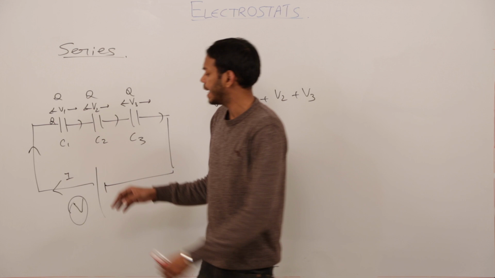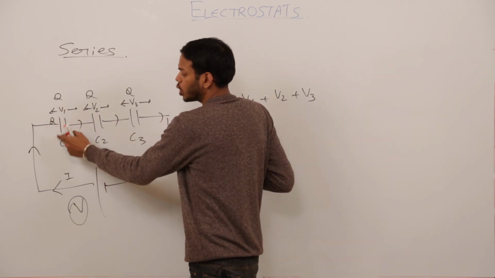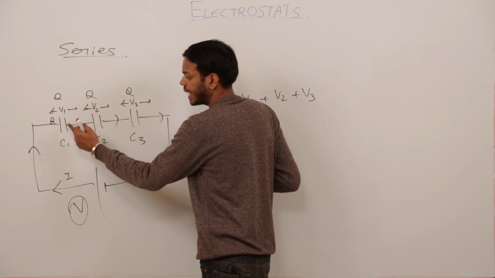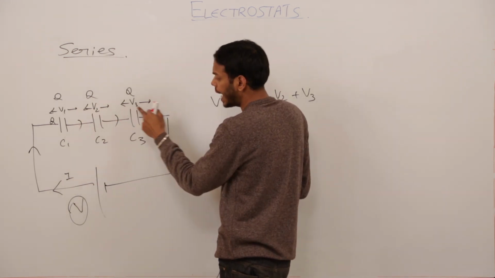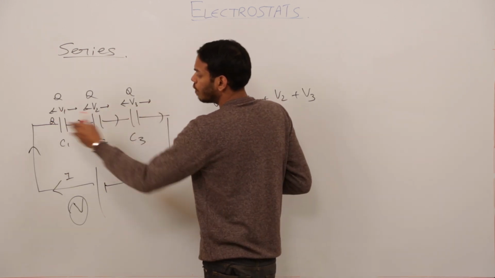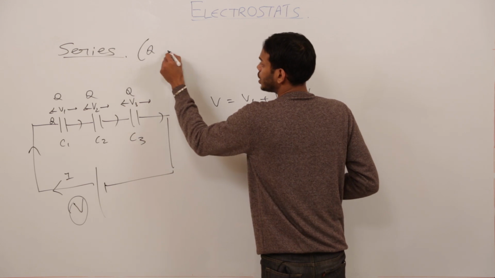Number two, if this plate got charge Q, an equal and opposite charge got induced in this plate, and equal and opposite in this plate, equal and opposite in this, and then this. So charge is always equal. So remember, in series, charge is equal.